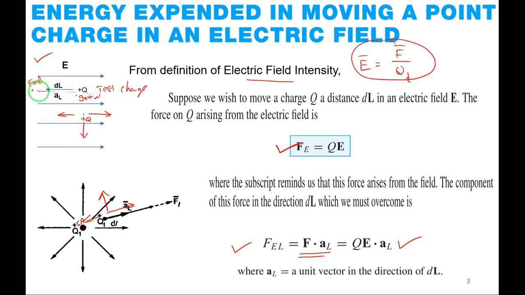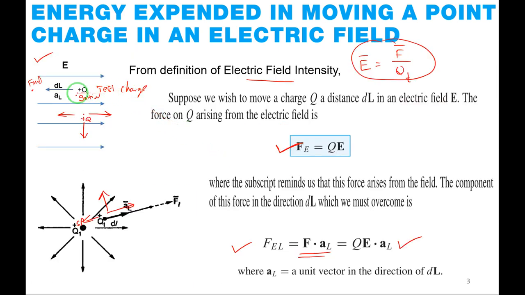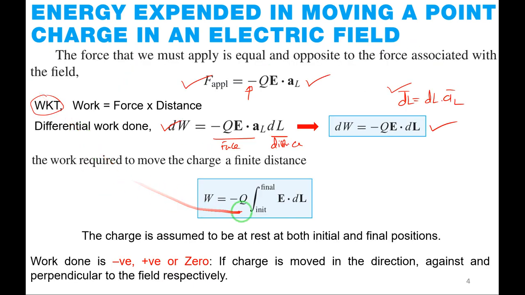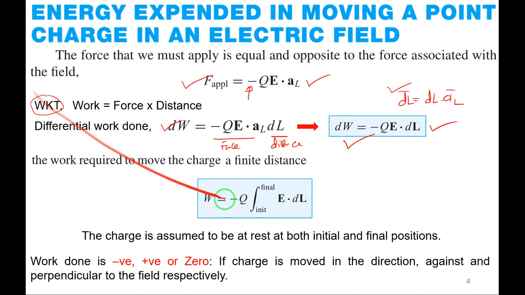What is the total amount of work done? Integrate from initial position to final position. The total amount of work done in order to move a charge through a finite distance from the initial point to the final point is given by this. This is the differential amount of work. Total work done means integrate it. So W is equal to minus Q, and you can take minus Q as the constant, integral of E dot dl from the initial point to the final point.